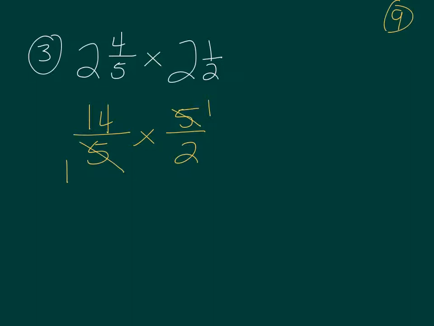What do they have in common? Well, if you need to, take a look at the board. 2 is red. 14 is red and black. Oh, they each have a red. They each have a 2. So I'm going to divide the top and the bottom by 2. 14 divided by 2 is 7. 2 divided by 2 is 1. Multiplying straight across, you get 7 over 1.